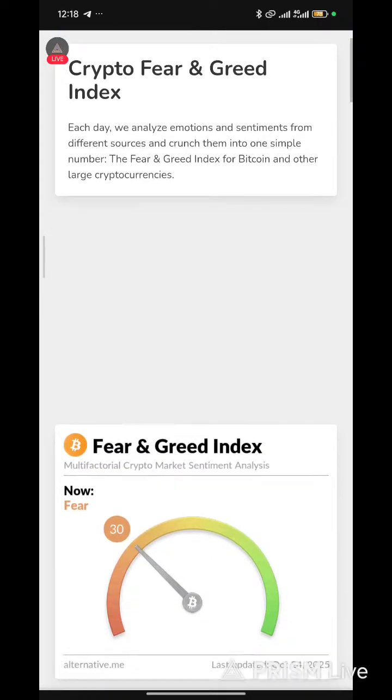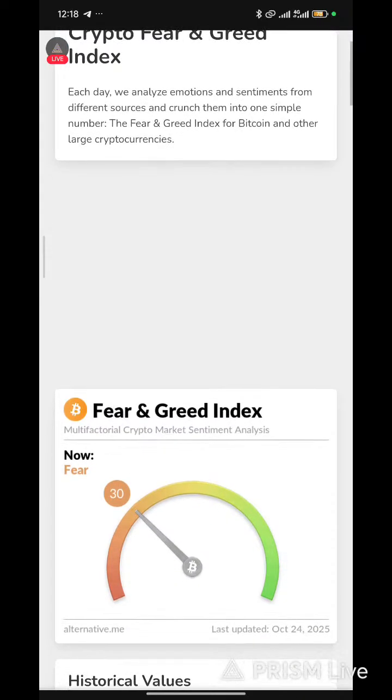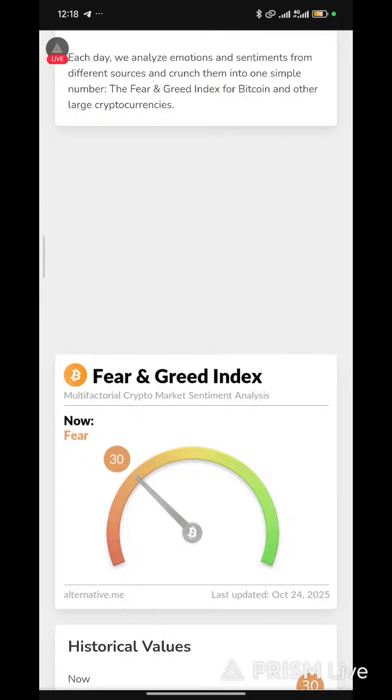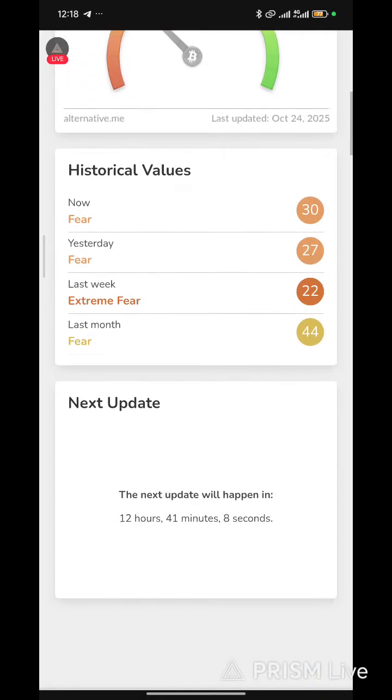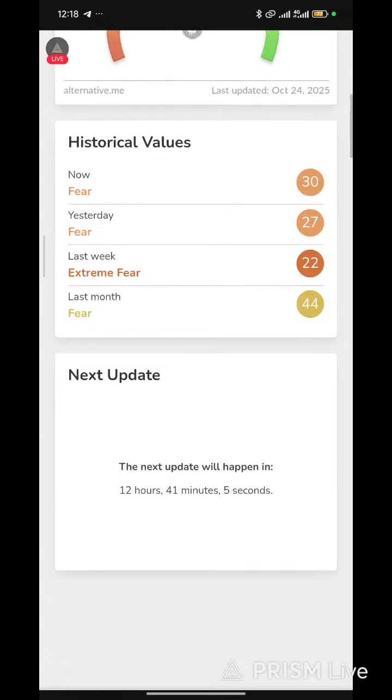Crypto Fear and Greed: each day we analyze emotions and sentiment from different sources and crush them into one simple number, the Fear and Greed Index for Bitcoin and other large cryptocurrencies. These are historical values. Currently, the market is at a fear level of 30. Remember I said 0 to 25 is extreme fear, then 25 to 50 is fear, which is the current market value.